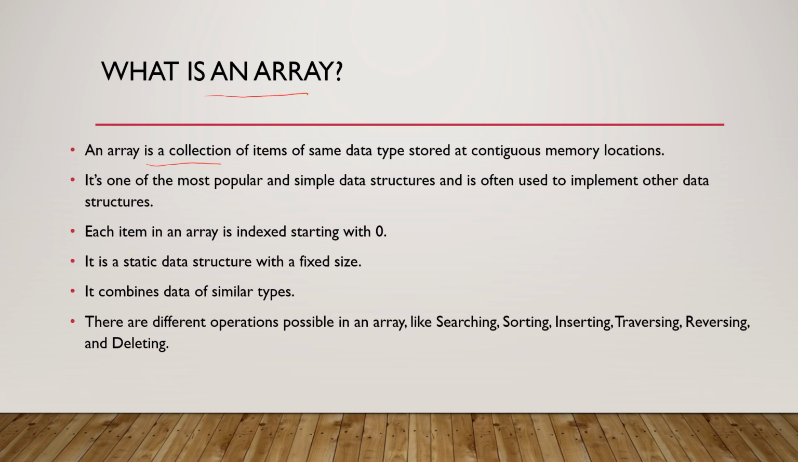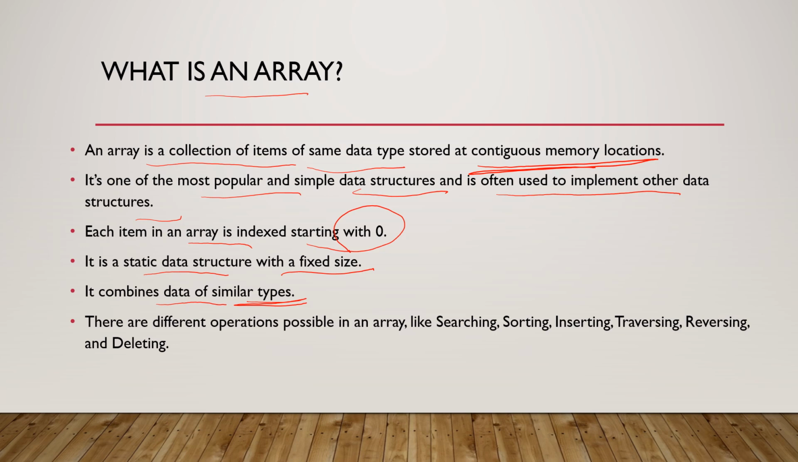An array is a collection of items of same data type stored at contiguous memory locations. It is one of the most popular and simple data structure and is often used to implement other data structures. Each item in an array is indexed starting with 0. It is a static data structure with fixed size. It combines data of similar types.